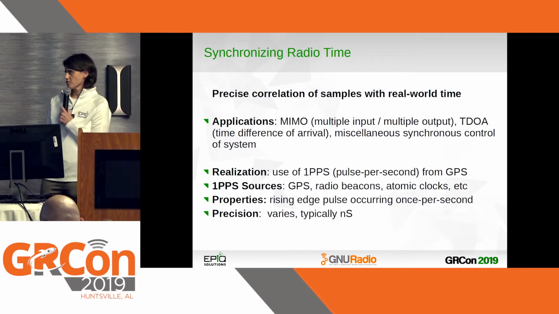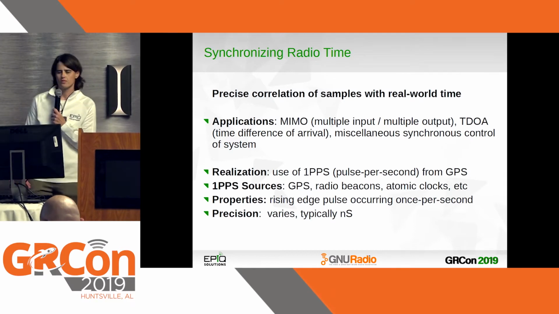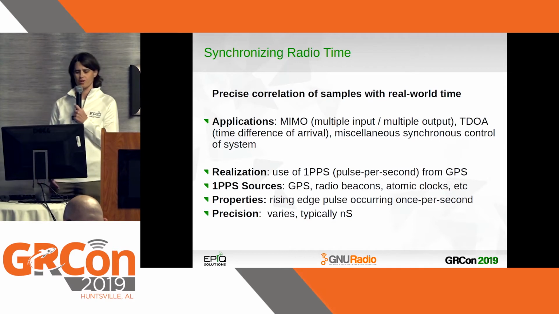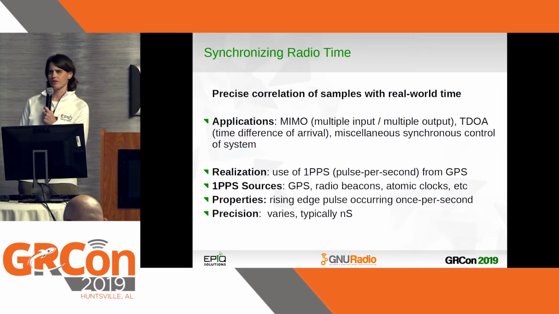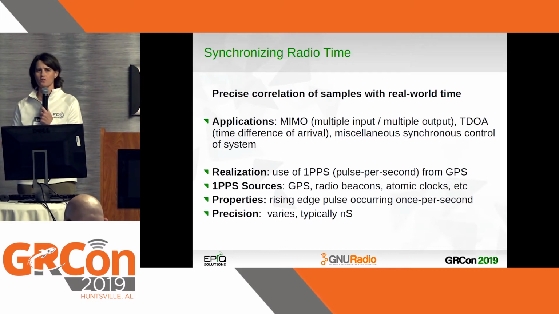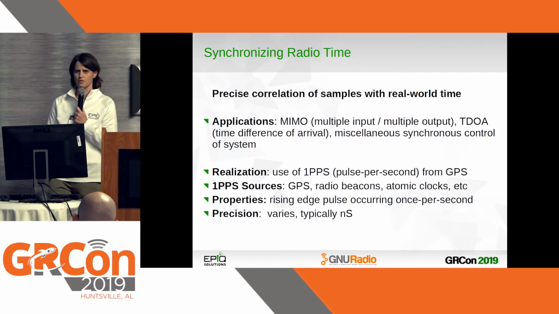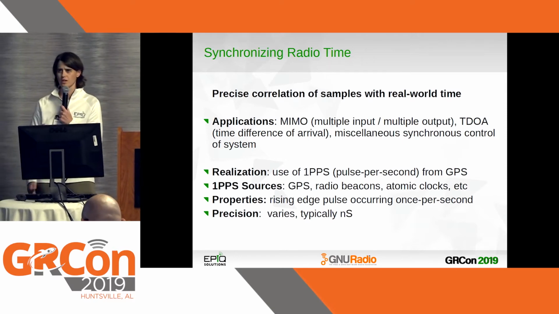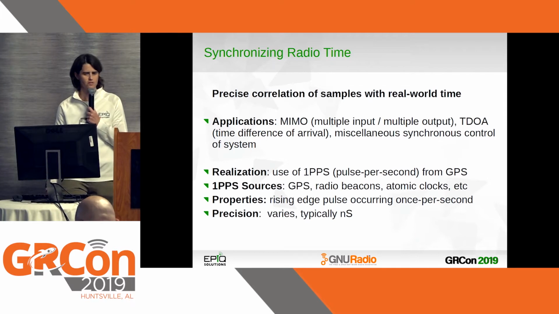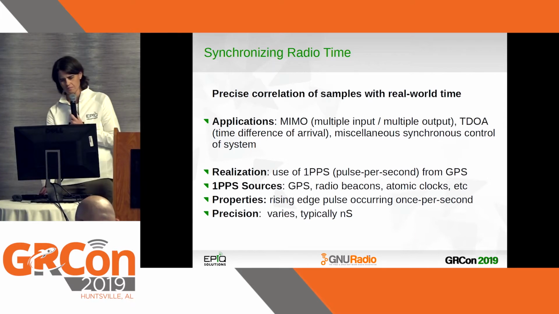A little bit more detail about what a 1 PPS is. It's essentially a pulse that happens on a rising edge once a second. It's a fairly precise signal, typically on the order of tens to hundreds of nanoseconds. The GPS receiver that we use at Epic has plus or minus 15 nanosecond accuracy.